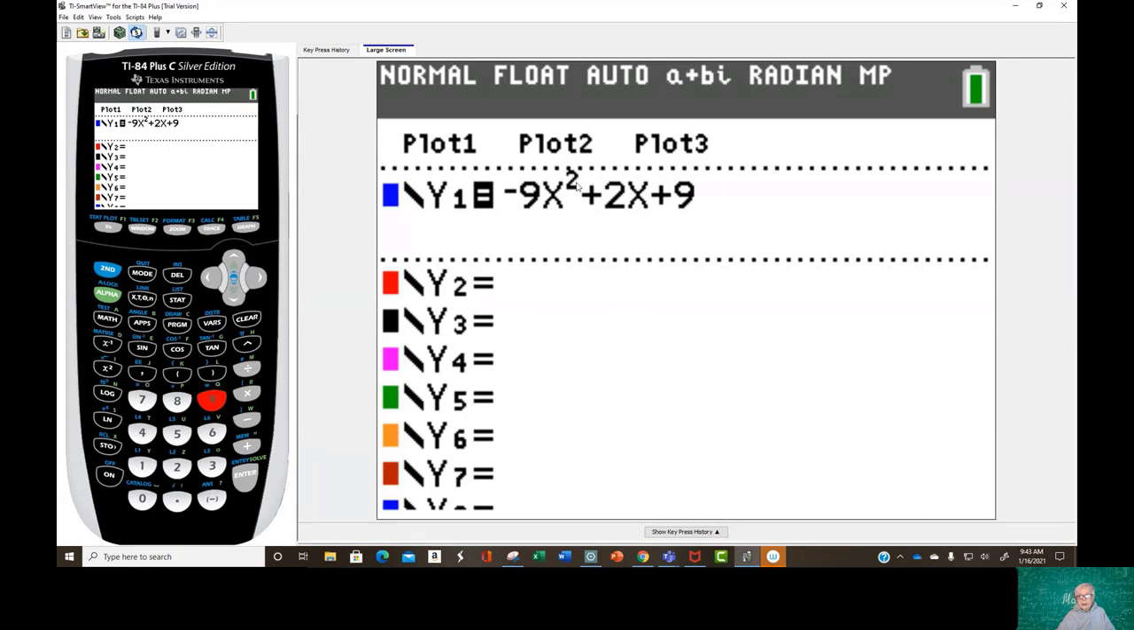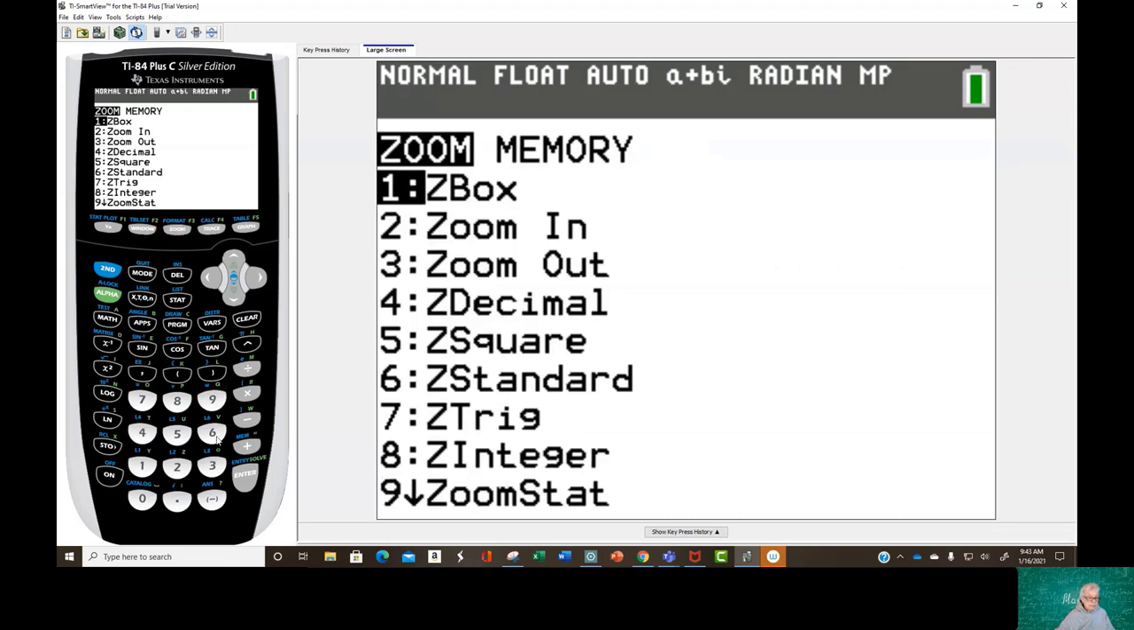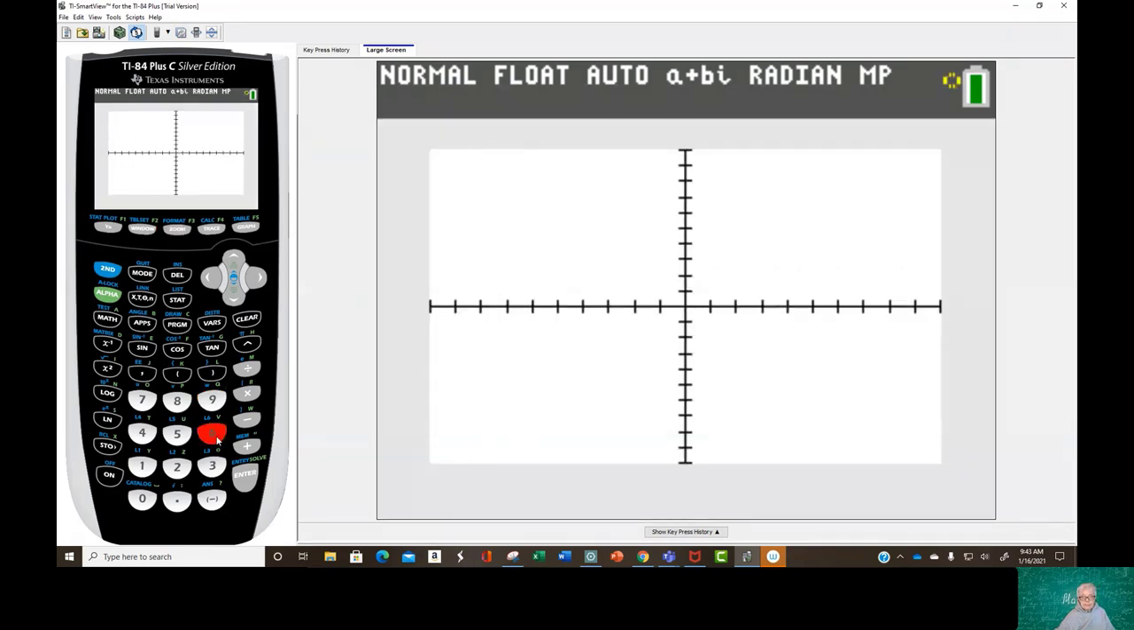Negative 9x squared, and to get that little 2 up there, you have a special button over here to do it, plus 2x, and you always get your x's from this button right here. The weird looking button. Okay, so I wrote that out. Now I'm going to graph it. That's right. That's it. It's a cup down parabola.